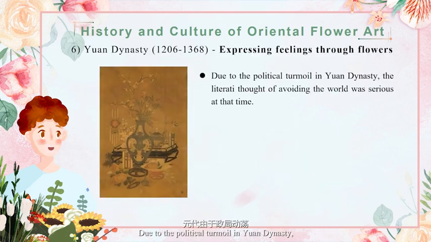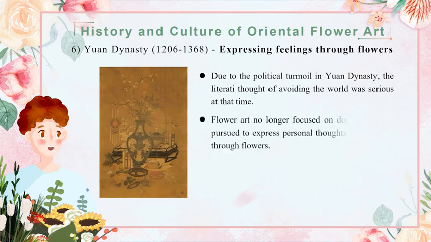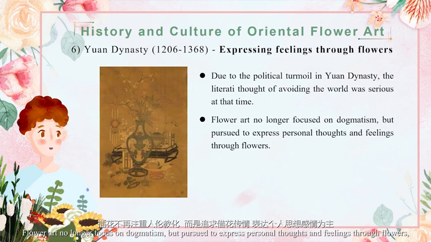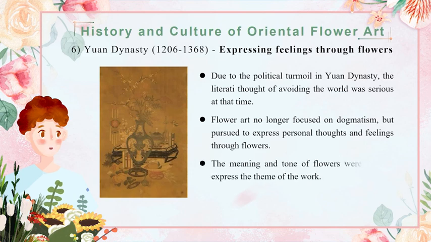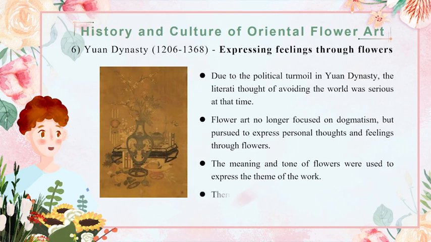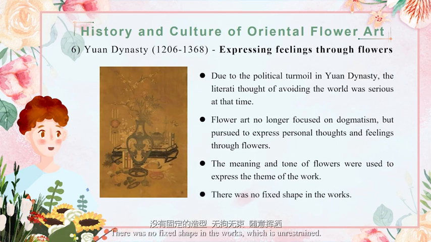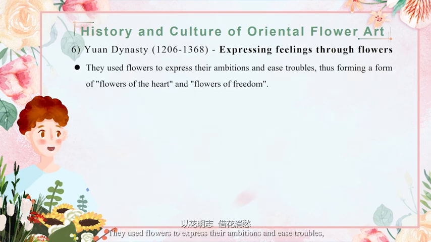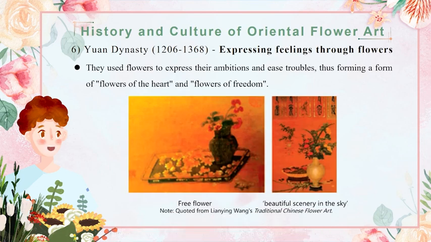Due to the political turmoil in Yuan Dynasty, the literati thought of avoiding the world was serious at that time. Flower art no longer focused on dogmatism, but pursued to express personal thoughts and feelings through flowers. The meaning and tone of flowers were used to express the theme of the work. There was no fixed shape in the works, which is unrestrained. They used flowers to express their ambitions and ease troubles, thus forming a free and romantic form of flowers of the heart and flowers of freedom.